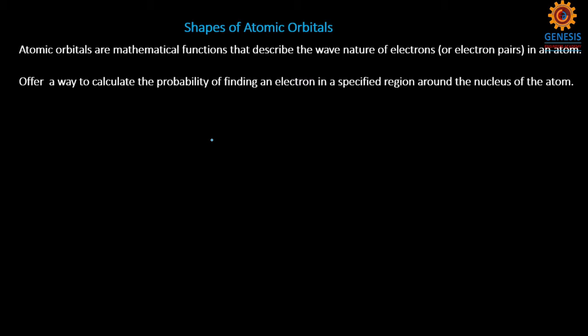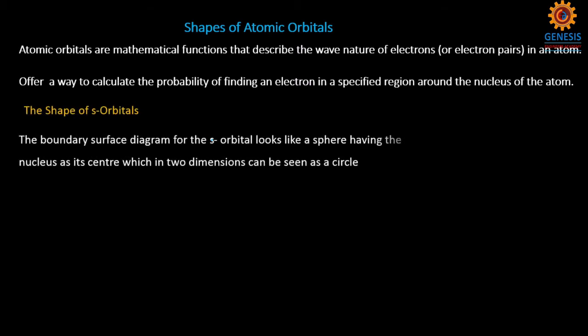The shape of the s orbital. The diagram is like a sphere. So the s orbital shape is a sphere, having the nucleus at its center. In two dimensions, it is a circle. So this is the general coordinate axis x, y, z, and this is the s orbital.